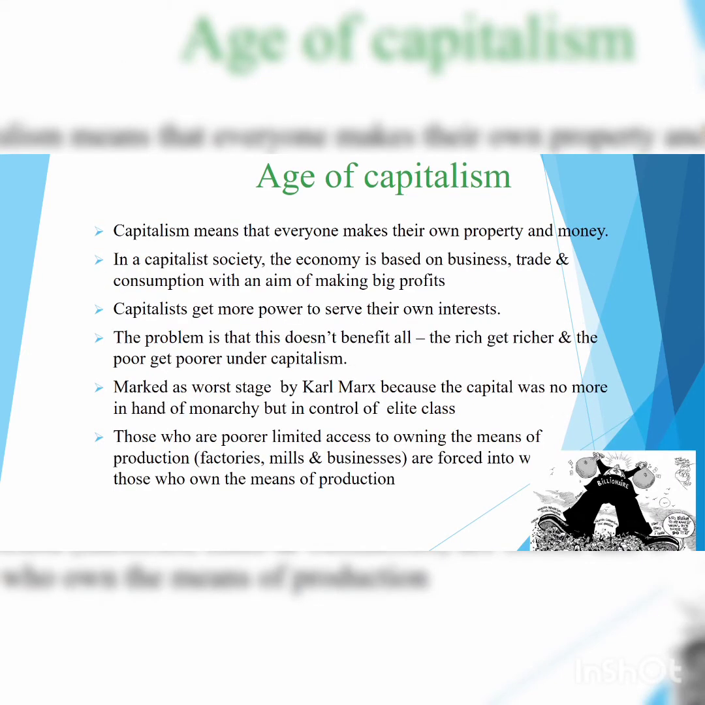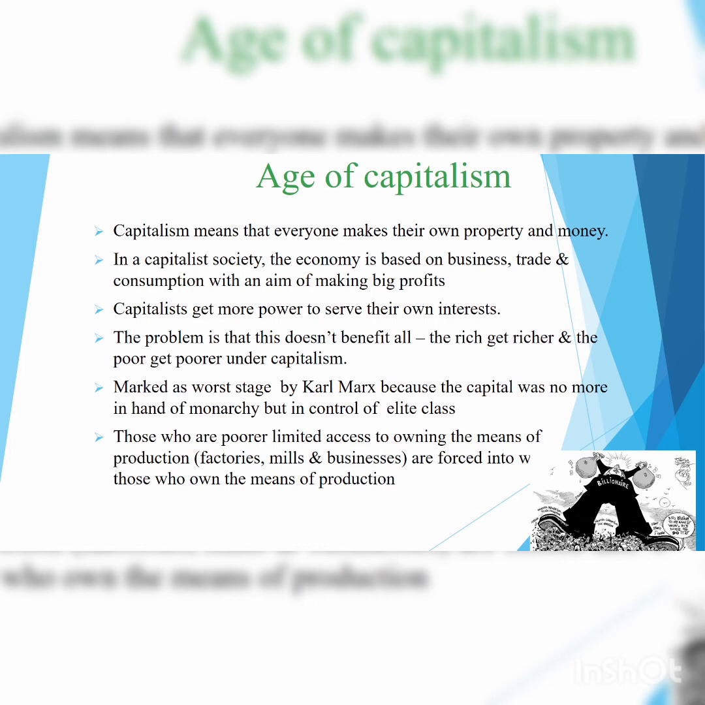The fourth stage is the age of capitalism. Capitalism means that everyone makes their own property and money. In a capitalist society, the economy is based on the business, trade, and consumption with the aim of making big profit. As I already discussed, it is the opposite of communism.